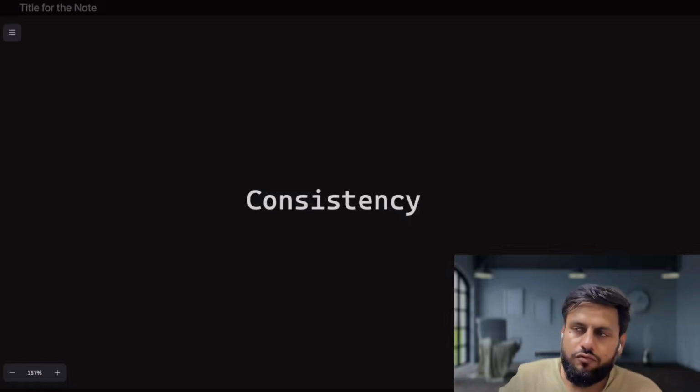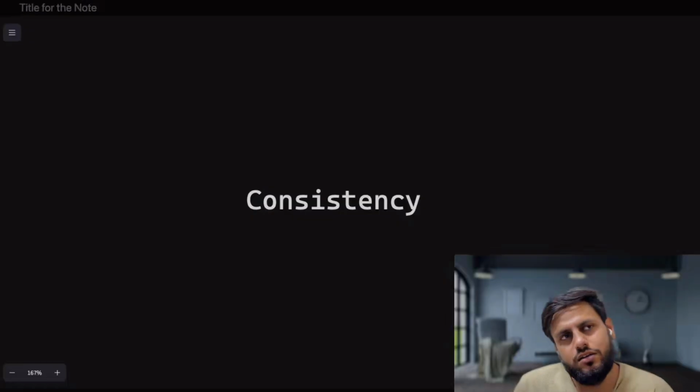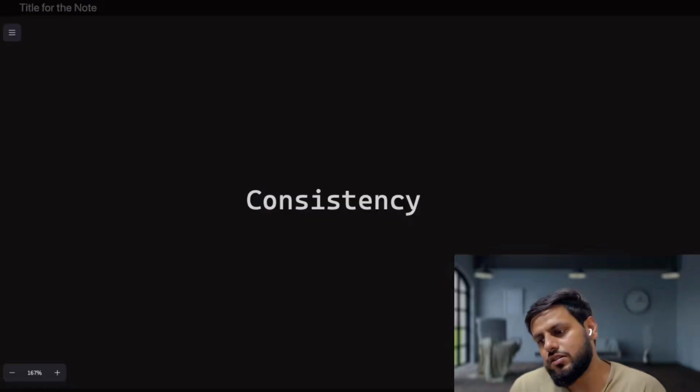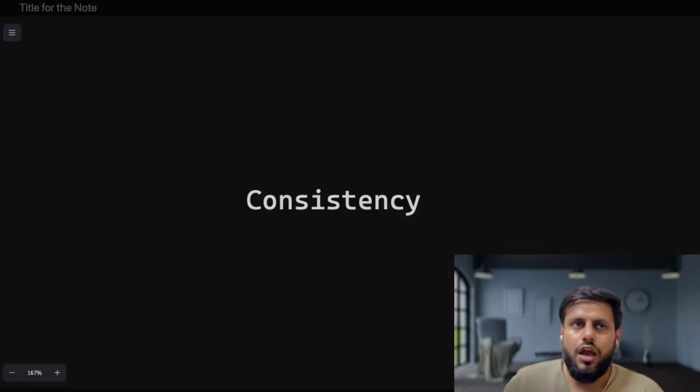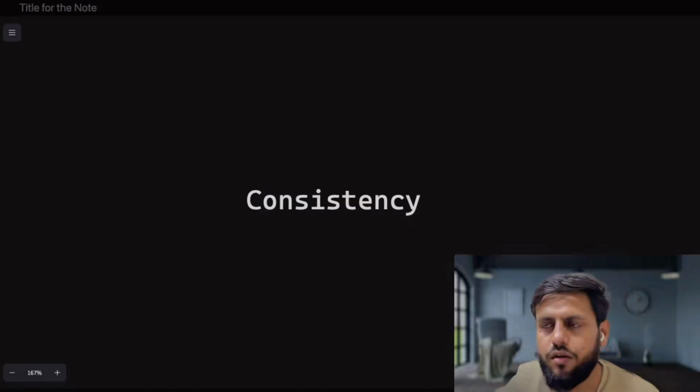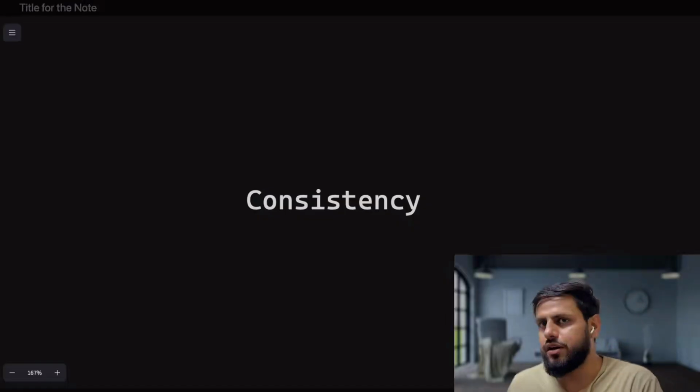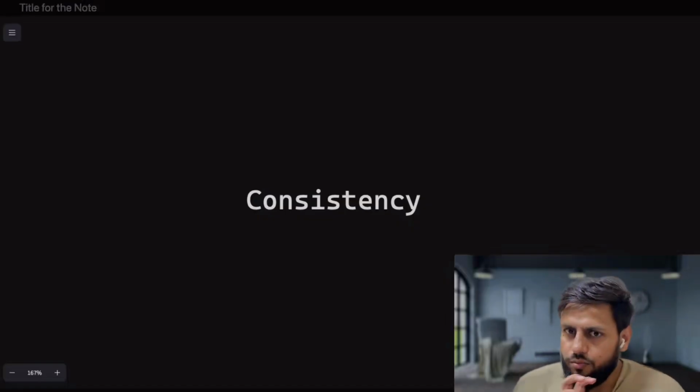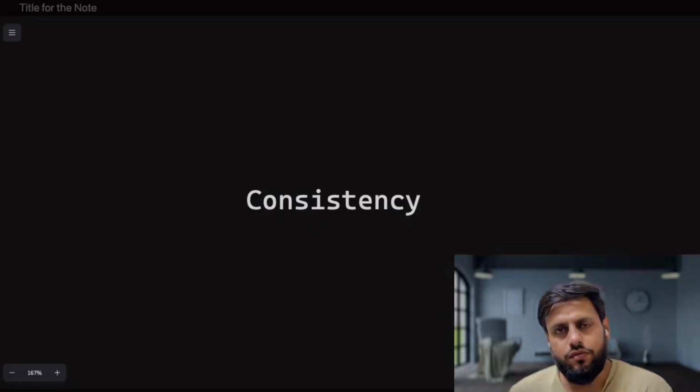Now, unfortunately, with distributed systems, it does not always happen. It is a problem which occurs, and to solve it, we have to compromise on some other end. We will talk about that compromise in another video where we discuss the CAP theorem.